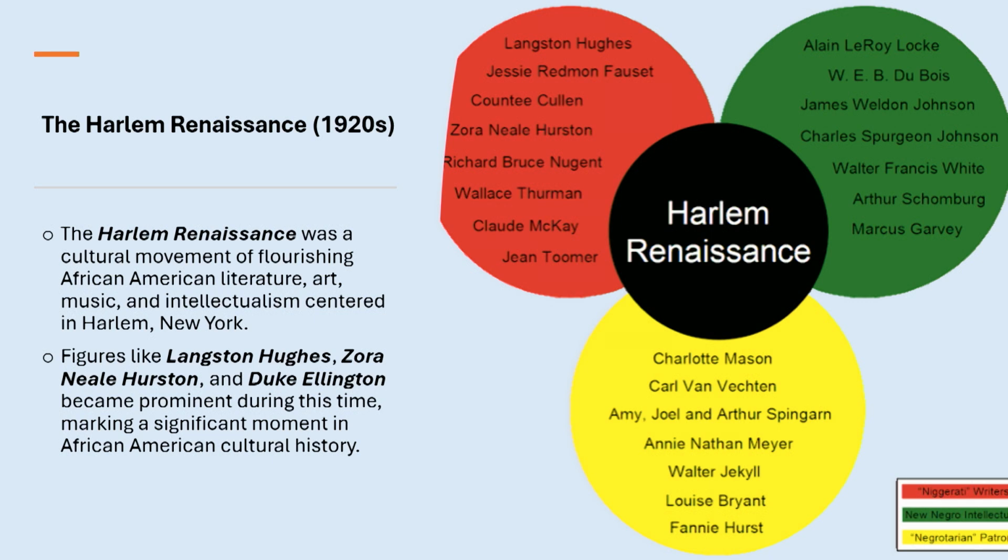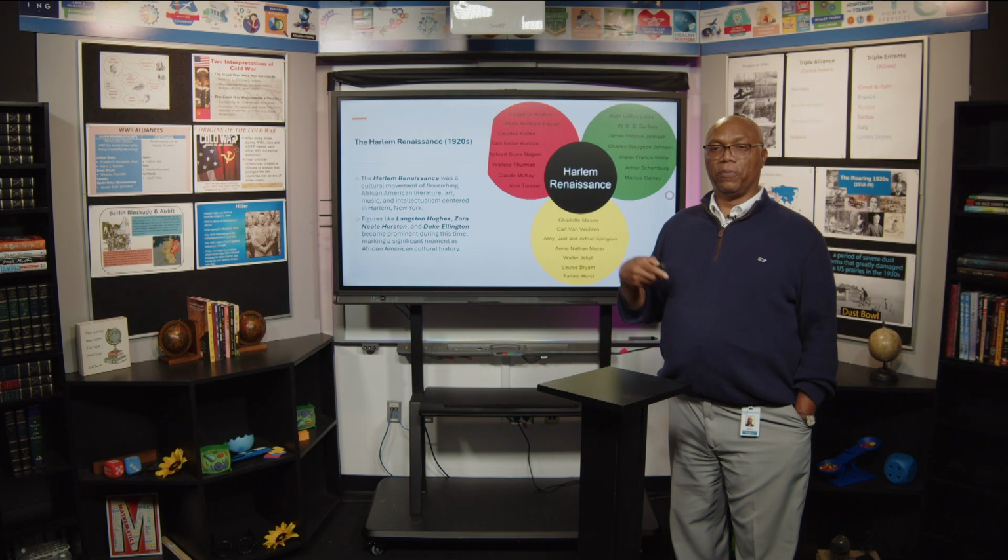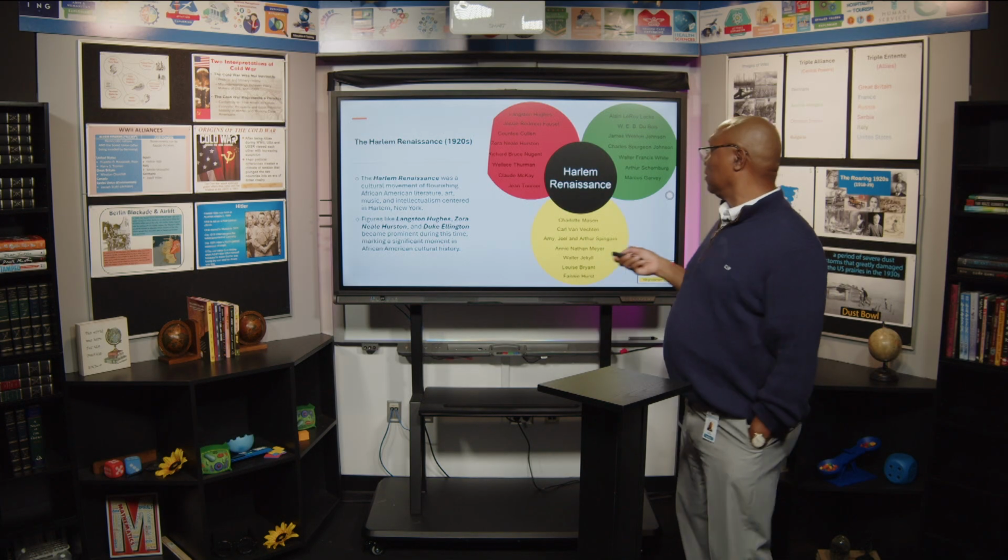When you look at some of those writers in the Harlem Renaissance, you look at people like Countee Cullen, Langston Hughes, who are all the writers, Charlotte Mason, Carl Van Vechten, Walter Jekyll, Fannie Hurst, and up here, Alain Locke, W.E.B. Du Bois, some of the intellectuals, Marcus Garvey. So when you look at some of these people, these are the protagonists in the Harlem Renaissance.